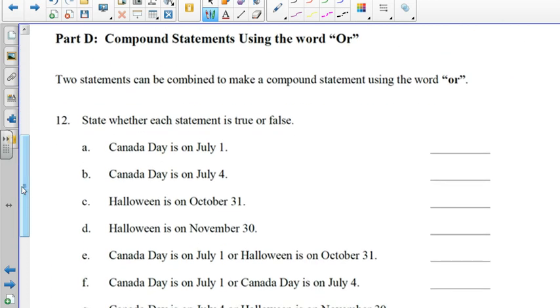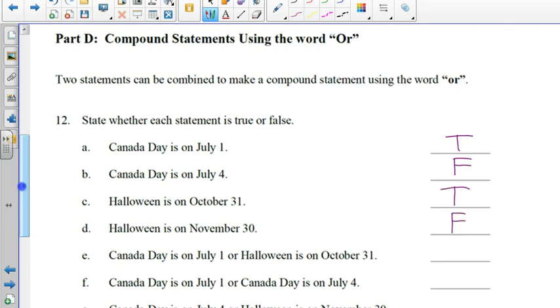Compound statements using the word or. Two statements can be combined to make a compound statement using the word or. State whether each statement is true or false. Canada Day is on July 1st. Canada Day is on July 4th. Halloween's on October 31st. Halloween's on November 30th.